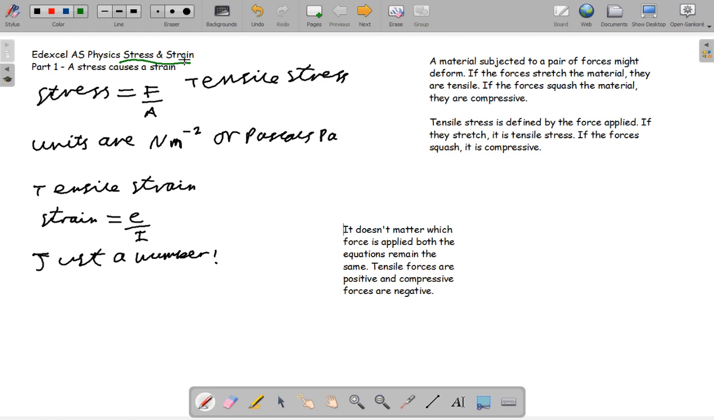So, a stress causes a strain. Stress is given by the formula for tensile stress: the force over the cross-sectional area. The units are newtons per meter squared, or you could simply call them pascals.